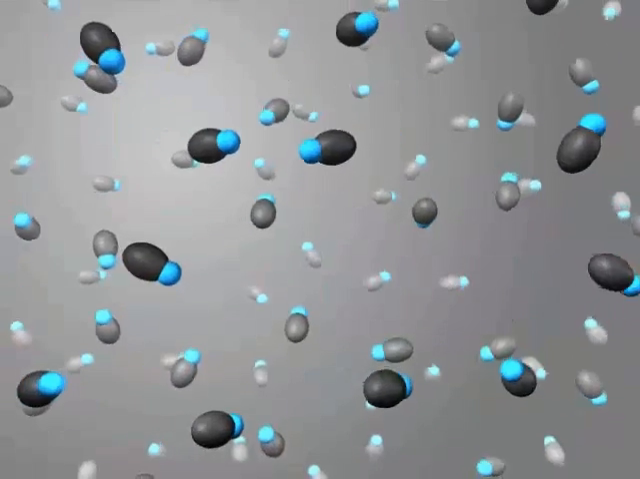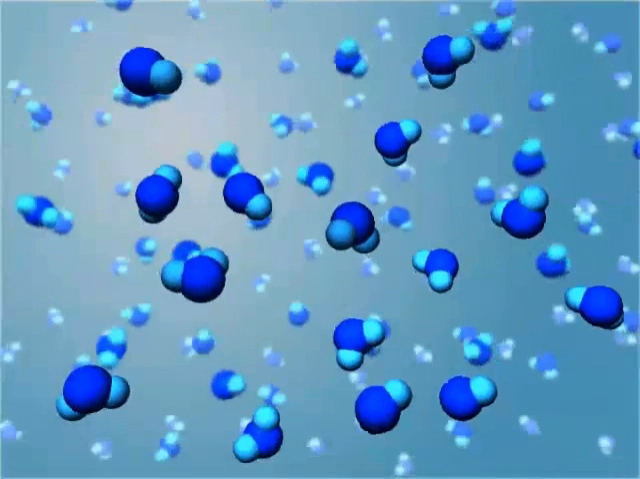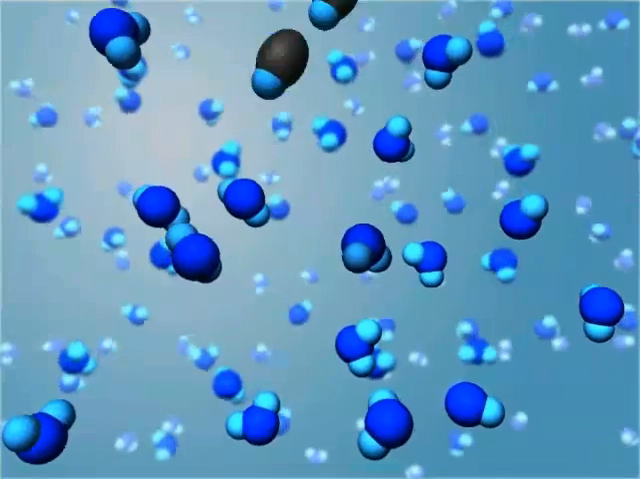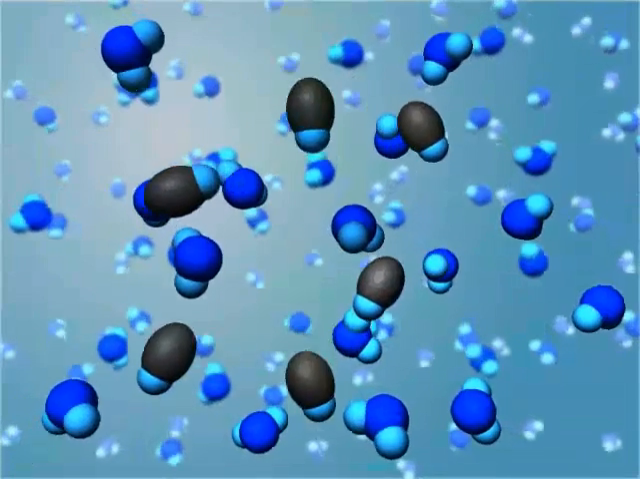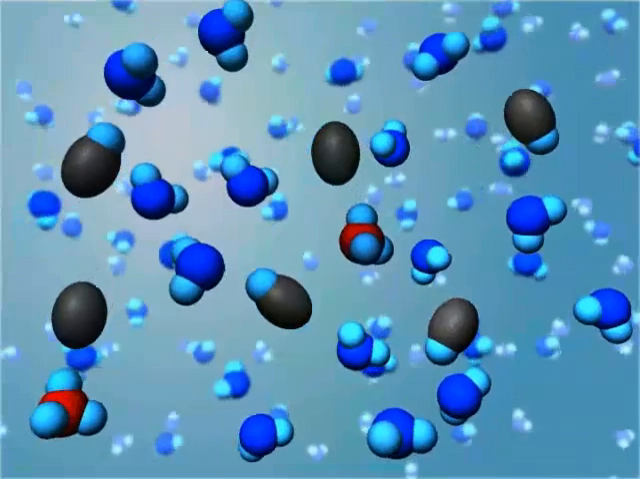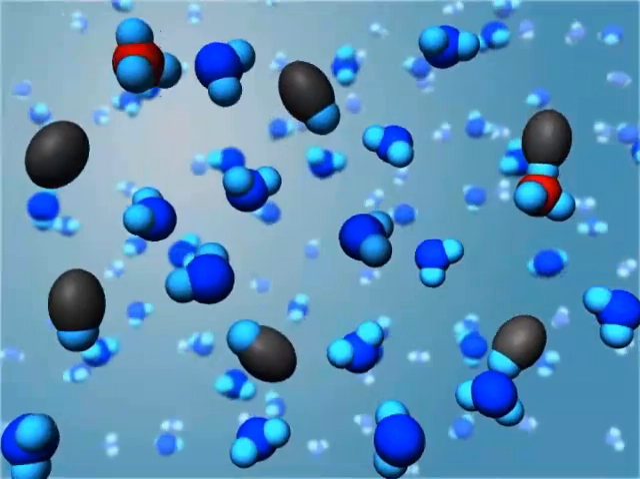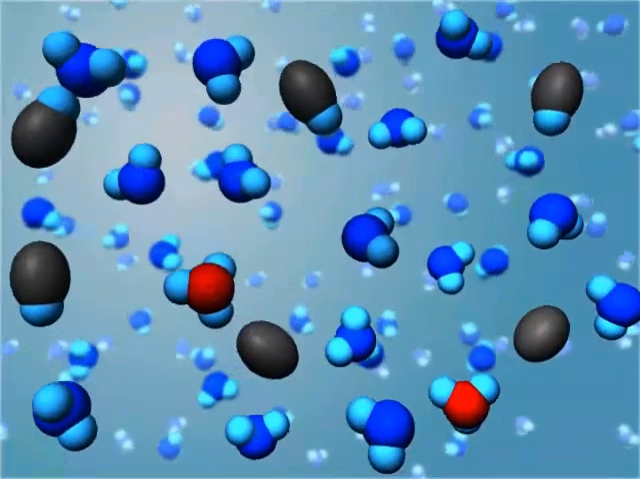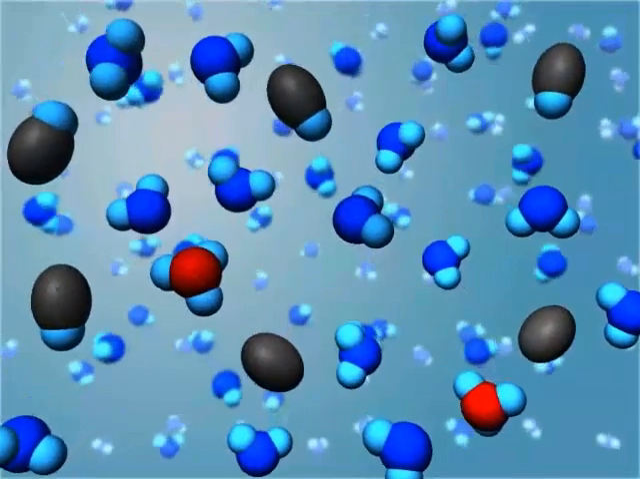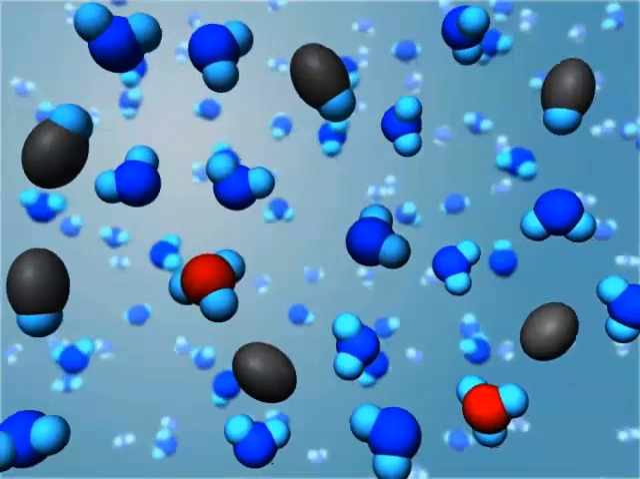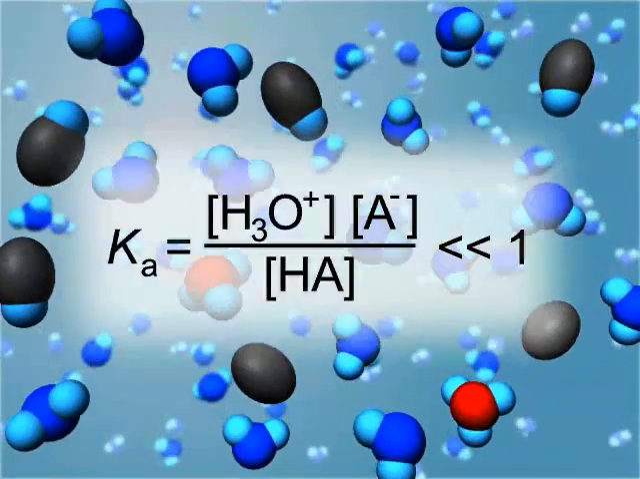Now the beaker contains a weak acid. As before, the moment the acid molecules make contact with the water, proton transfer from HA to H2O occurs. But in a very short time, proton transfer from hydronium ion to A- balances it, and equilibrium is reached. Thus, a weak acid solution has a relatively high concentration of HA and very low concentrations of H3O+ and A-. Therefore, the acid dissociation constant is very small.